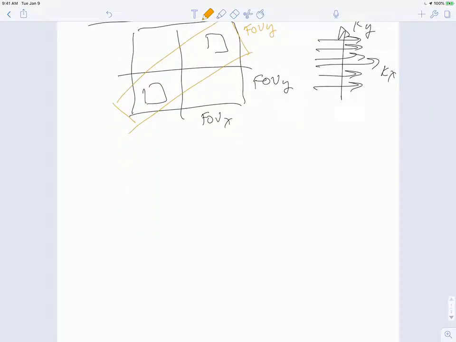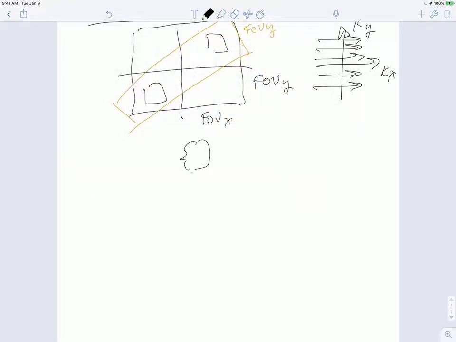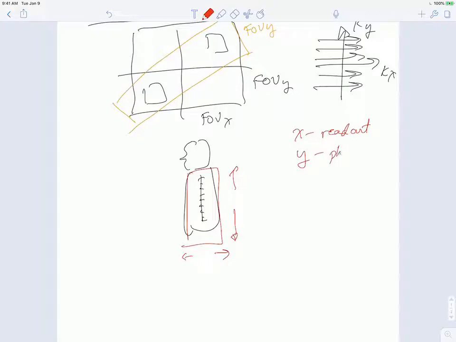A similar issue comes up if you're looking at a human being and you're trying to image their spine, and the FOV, let's say, is going to be this. That's your FOV. Okay. So which FOV should this be, X or Y? You can choose X or Y for either of them, so it's up to you to decide which is phase encode and which is read. By definition, X is always the readout, and Y is always the phase encode.